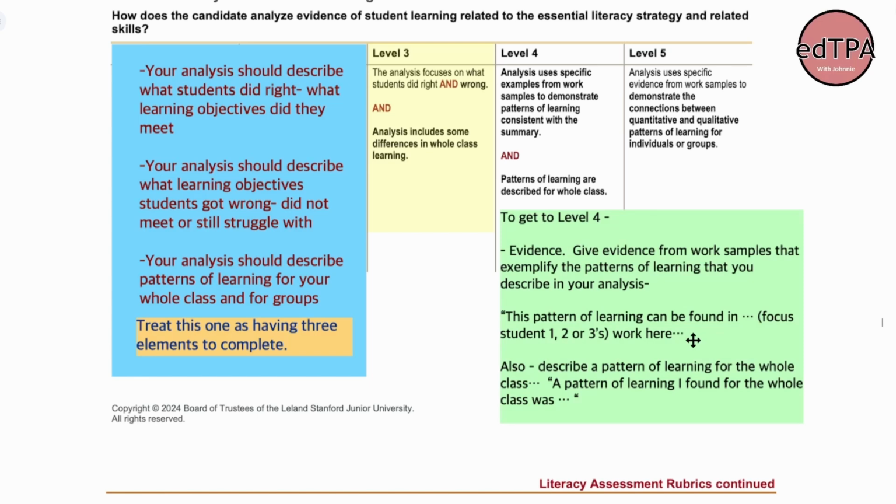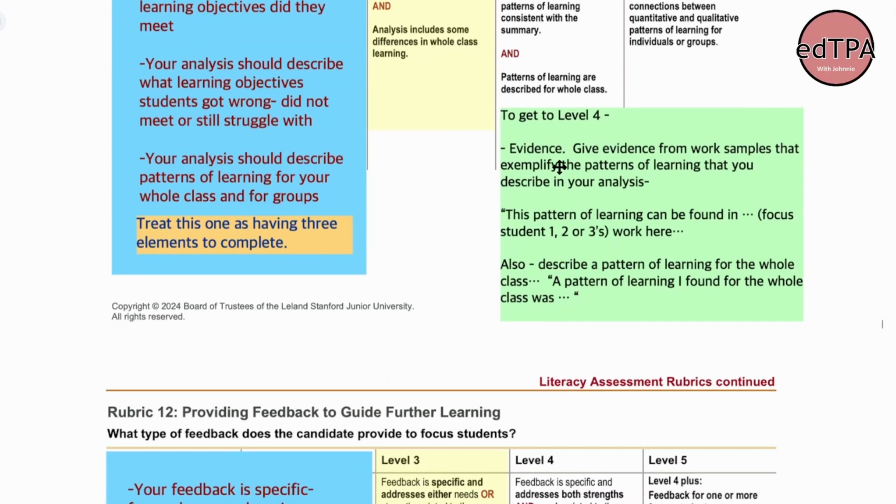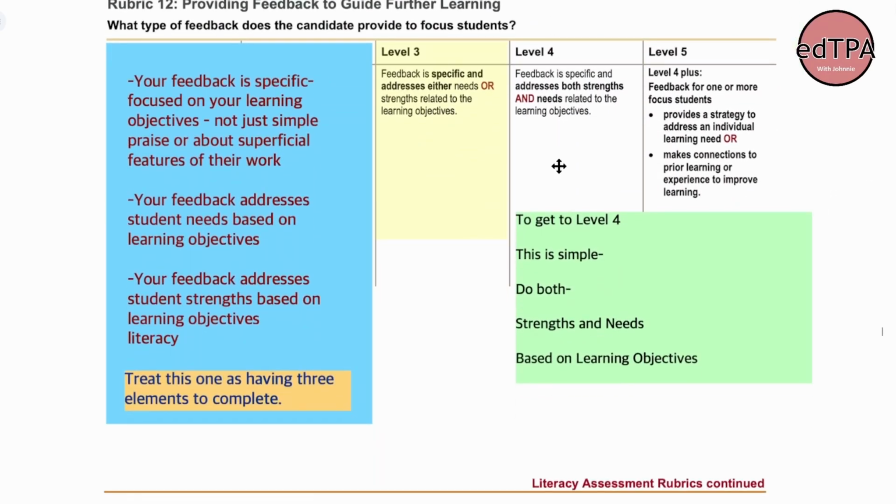Example, this pattern of learning can be found in, you can use this as a starter, focus student 1, 2, or 3's work here. Also, describe a pattern of learning for the whole class. That's the last piece here. This has to be a pattern of learning for the whole class. A pattern of learning I found for the whole class was, and that gets you to level 4. Let's go to rubric 12.